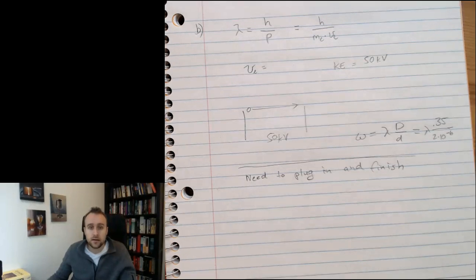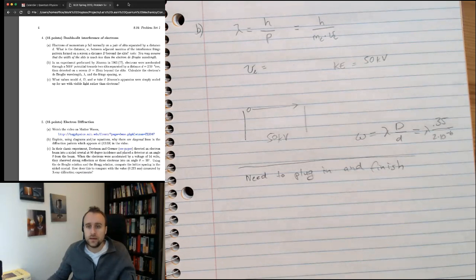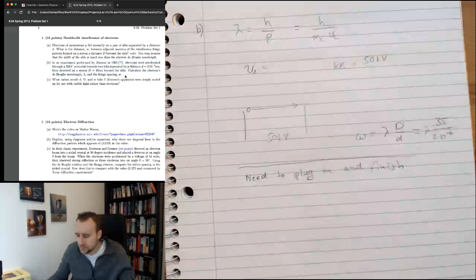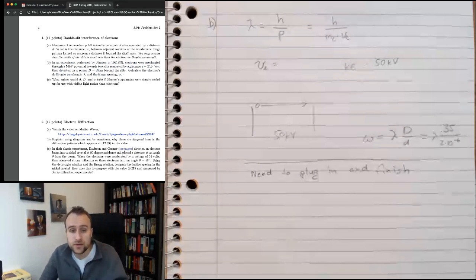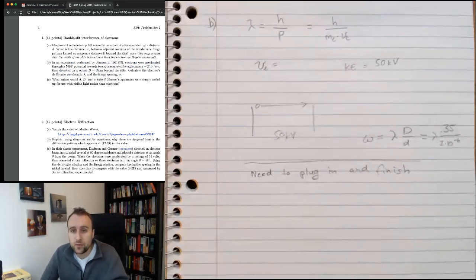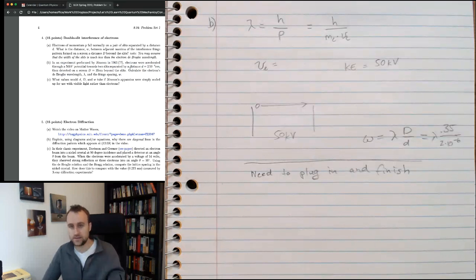So we finished here, problem set 4B, and let me just refresh where I got with the problem, let me reread it. In an experiment performed by Jönsson in 1961, electrons were accelerated through a 50 kilovolt potential towards 2 slits separated by a distance of 2 times 10 to the negative 4 centimeters, and then detected on a screen 35 centimeters beyond the slits. Calculate the electrons' de Broglie wavelength lambda and the fringe spacing omega.